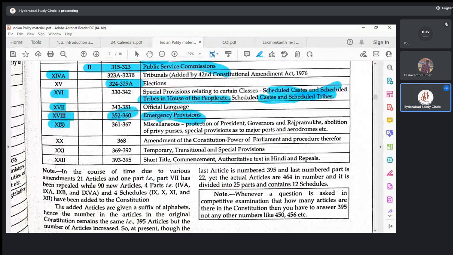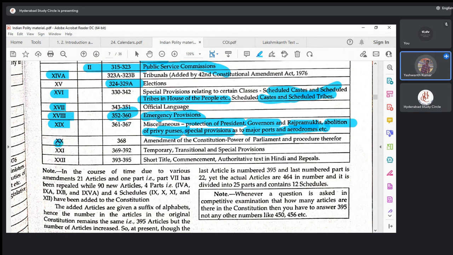Part 19, Article number 361 to 367, miscellaneous: protection of President, Governors and Raj Pramukhs, abolition of private purses, special provisions as to major ports and aerodromes. That is Part 19, Articles 361 to 367.